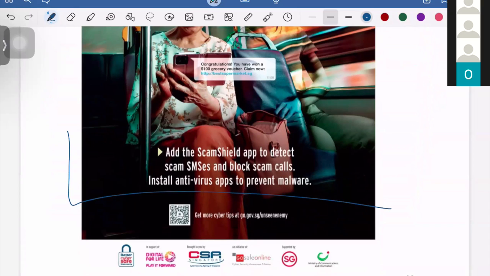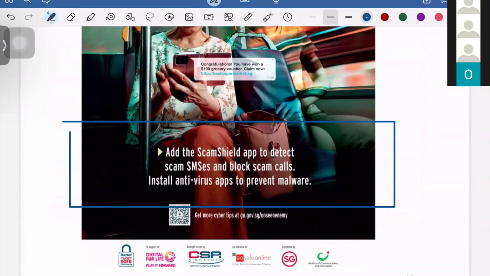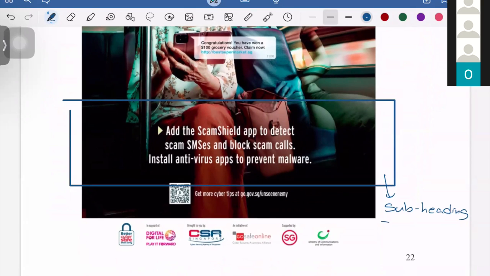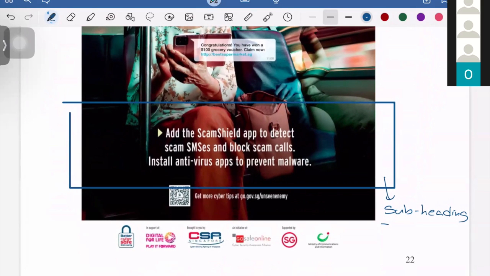Here we have your subheading. Think about the information for the subheading. What is it trying to tell you? This is talking about a scam shield app to help detect scam SMSs and block scam calls. You may have seen this poster. This is relatively new around the MRT stations or so on. So the subheading is giving you information, telling you about this app that you should download.